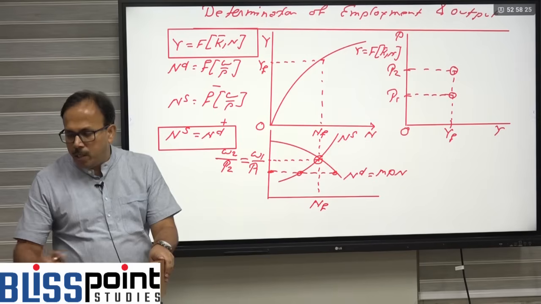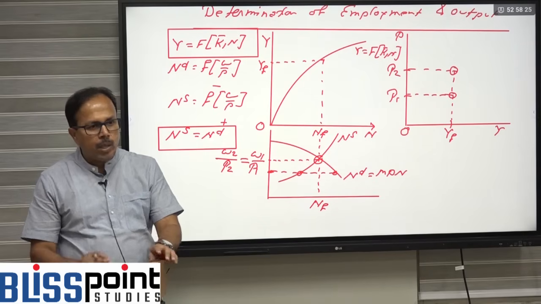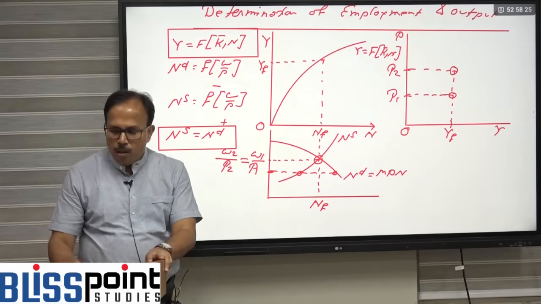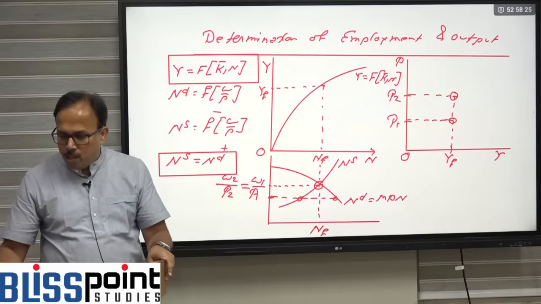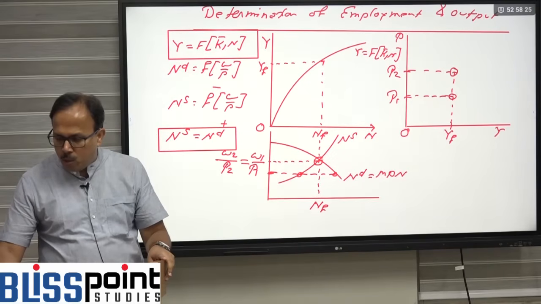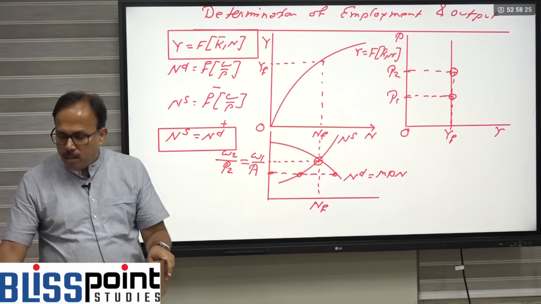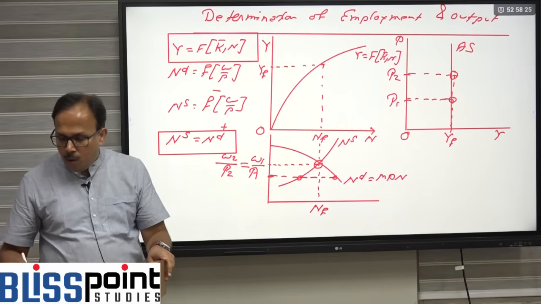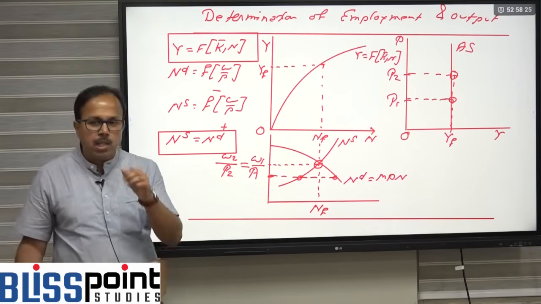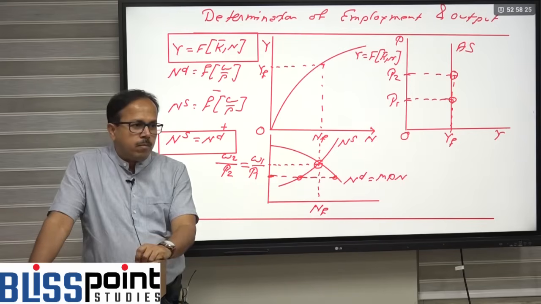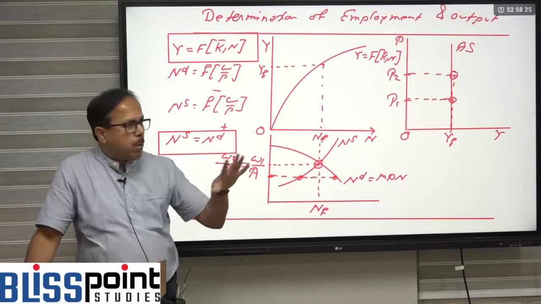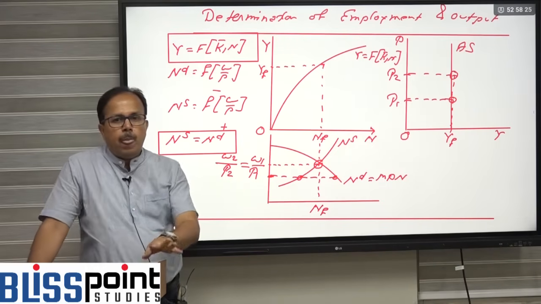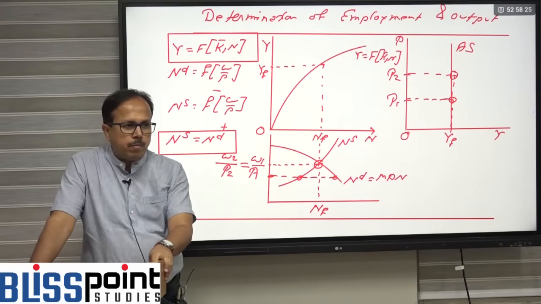So you get the next point here. You can repeat it for the third price. And by connecting all those points, by connecting all those dots, you get the vertical classical aggregate supply curve. That is the classical aggregate supply curve, which is a vertical line. Classical AS is a vertical line. So you derive classical AS from the production function and labor demand and labor supply description.